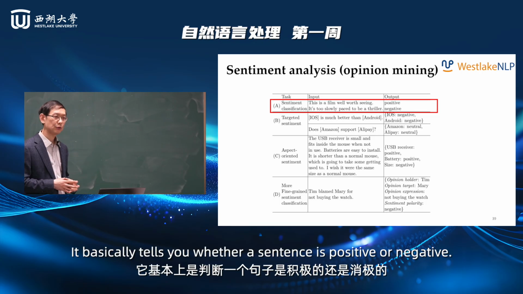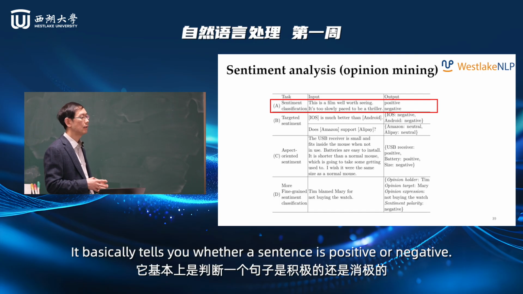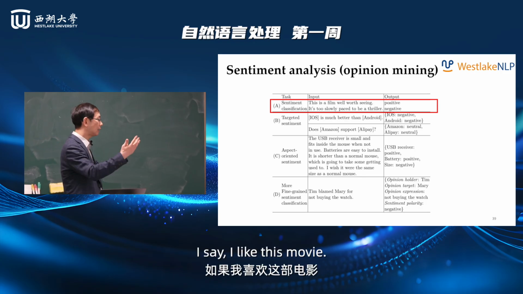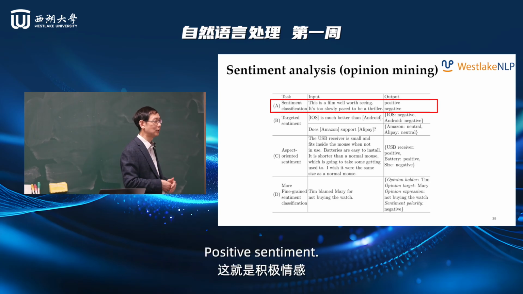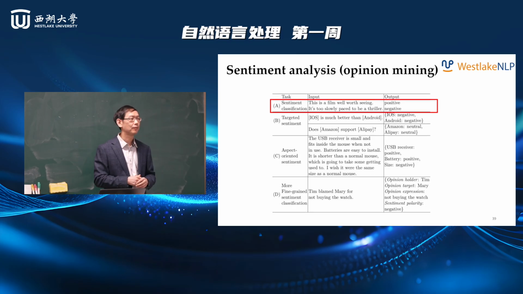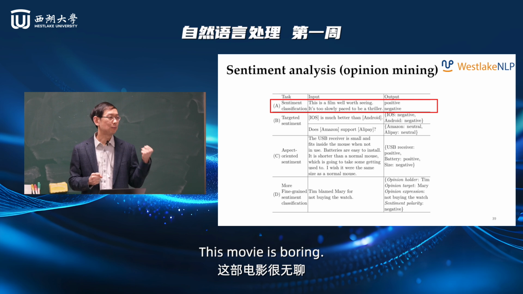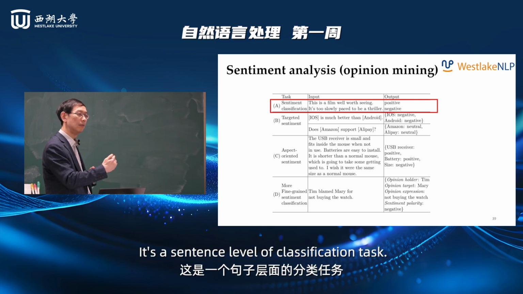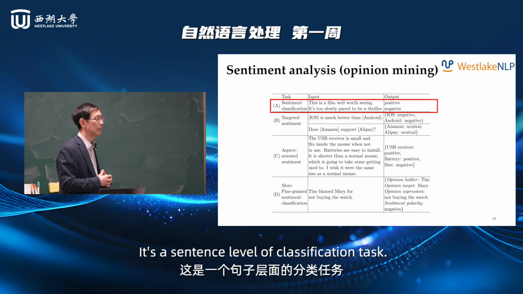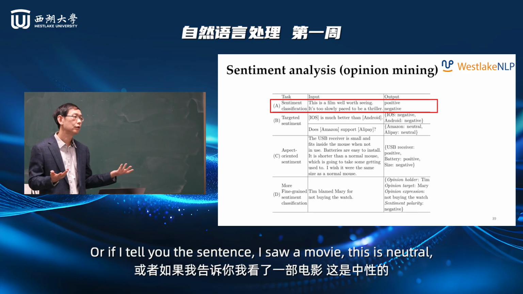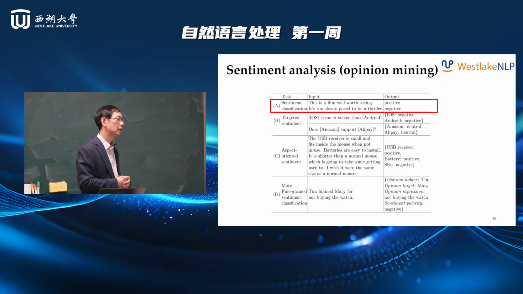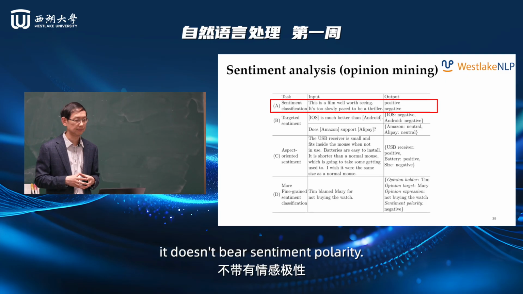It basically tells you whether a sentence is positive or negative. So I say, "I like this movie." Positive sentiment. "This movie is boring." Negative sentiment. So it's a sentence-level classification task. Or if I tell you the sentence, "I saw a movie," then this is neutral. It doesn't bear sentiment polarity.